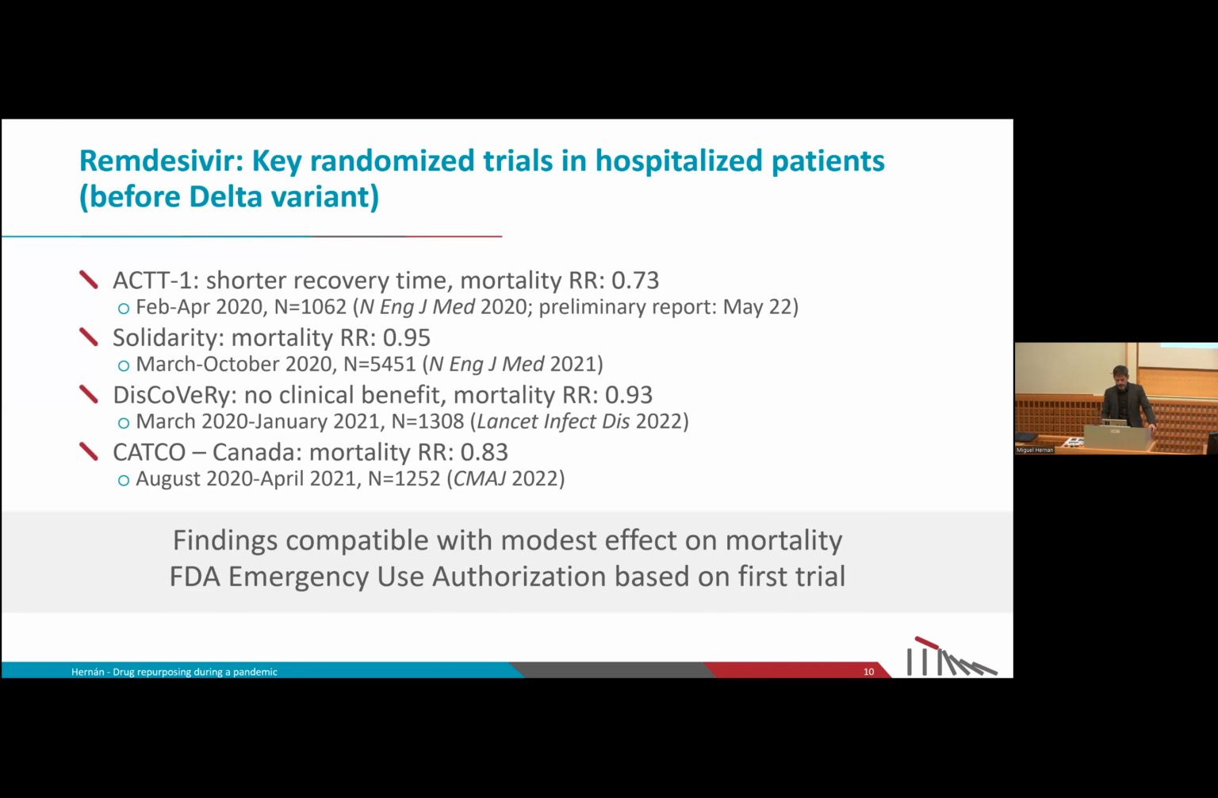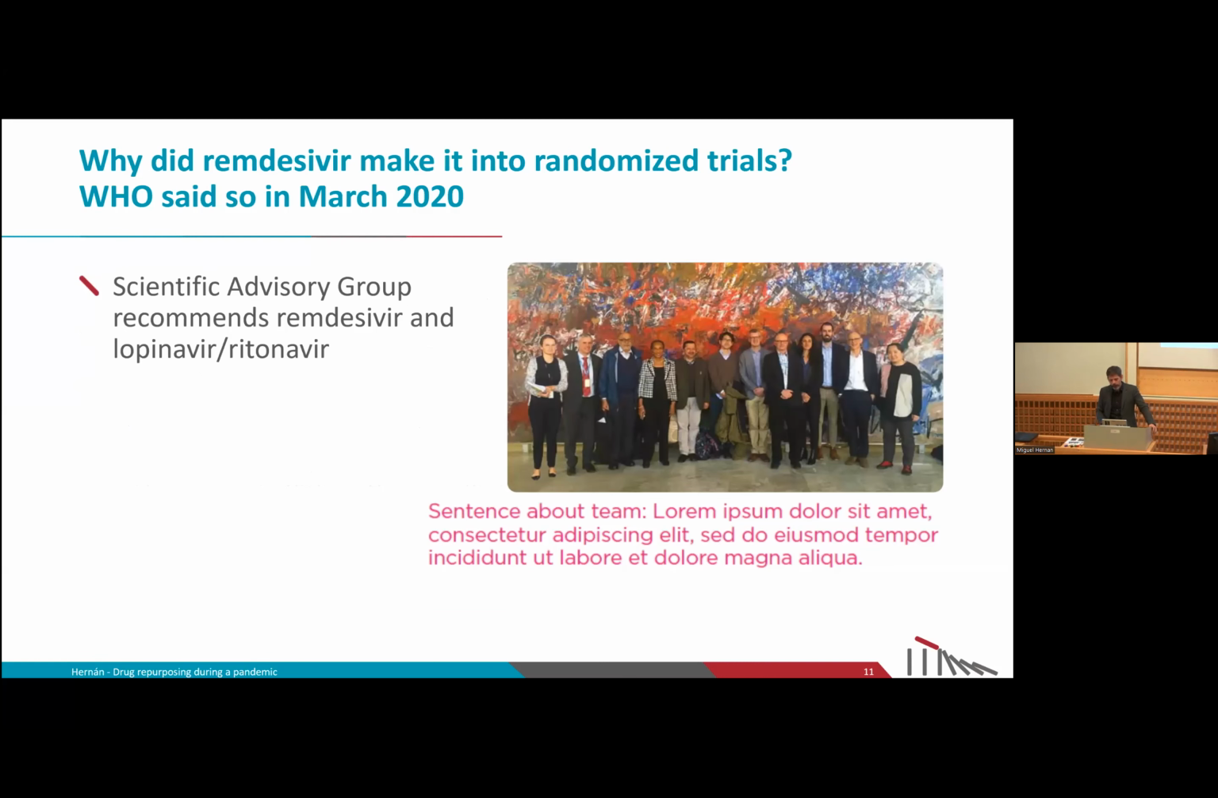So why did we have so many randomized trials of remdesivir? Well, because WHO, the World Health Organization, said that in March 2020. In February of 2020, there was a program that WHO started to make recommendations about drugs that should go into trials quickly. And in March 2020, the scientific advisory group made the recommendation of studying 2 drugs, remdesivir and lopinavir.